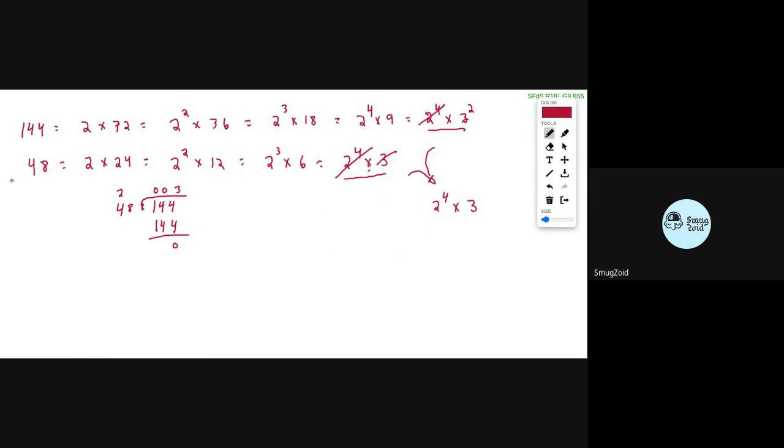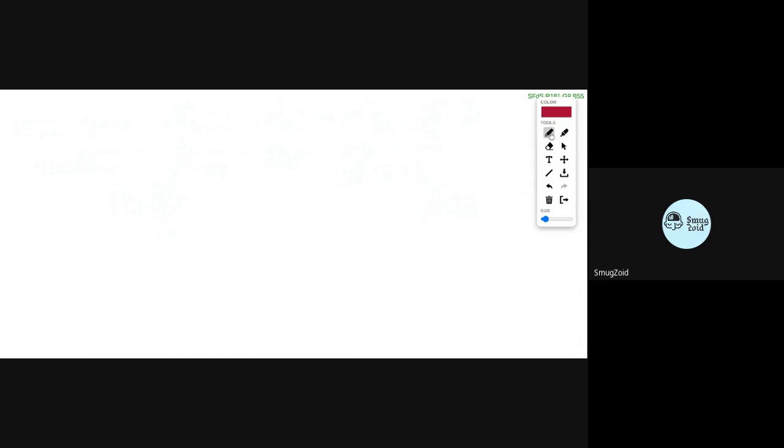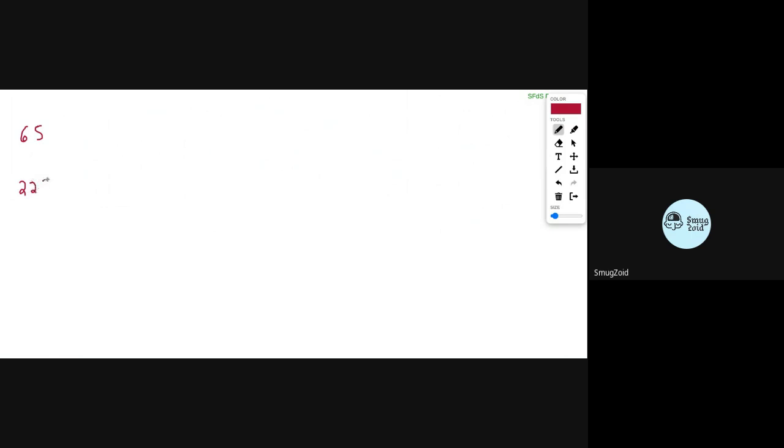Okay. Let's try another one, because that one was kind of long, and I'll pick something a whole lot easier than this. Let's try number 65 and 225 just for fun. So we have 65 on top and 225 right here.